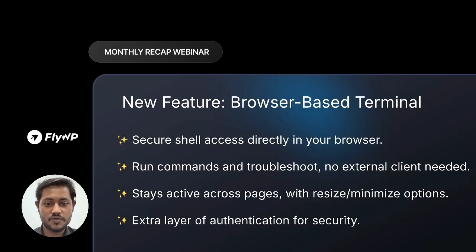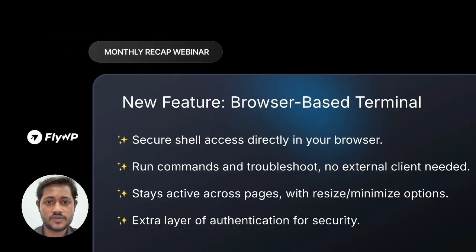First things first, now we have a browser-based terminal. This is basically secure shell access directly from your browser into your FlyWP server. You can run commands and troubleshoot without external clients like Termius or PuTTY. It stays active across all pages, and you can resize and minimize the terminal itself. This is basically an extra layer of authentication for security.